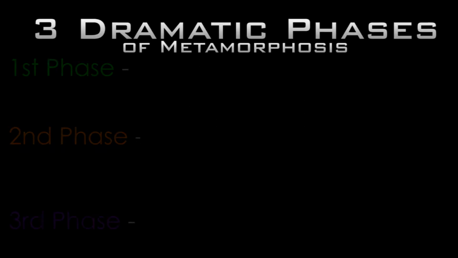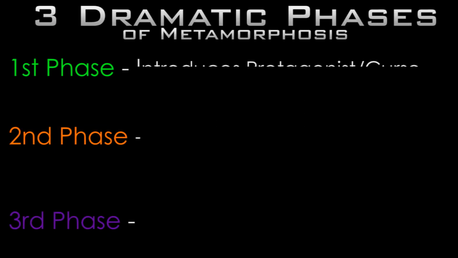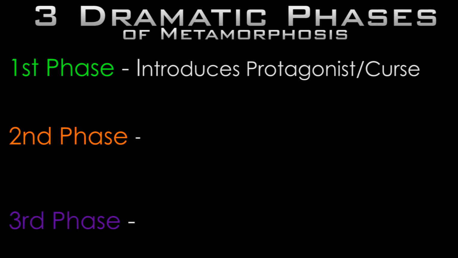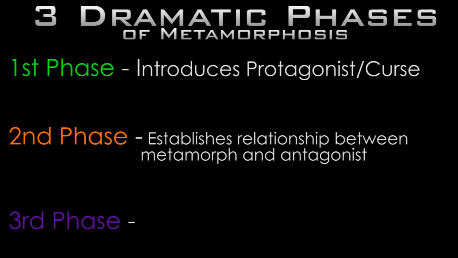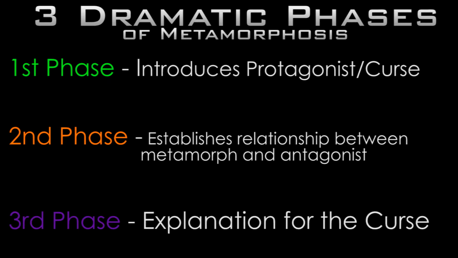A metamorphosis plot will typically have 3 phases in the story. The first phase introduces the antagonist and the curse, but will not explain the curse fully. The second phase focuses on the relationship between the metamorph and the antagonist. The third phase will give us an explanation for the curse.